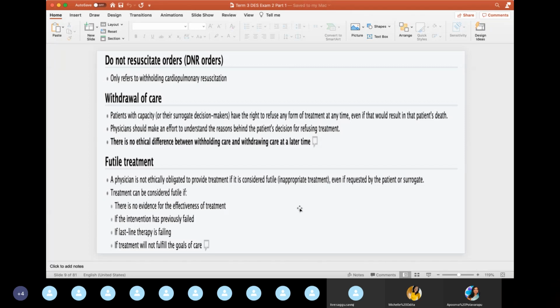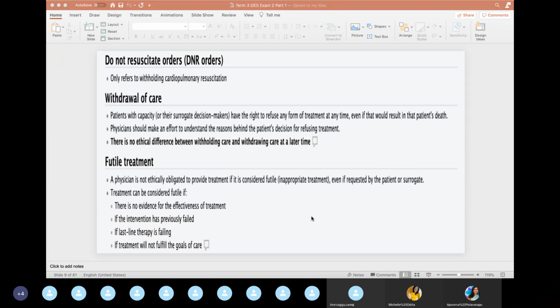So orders, we're going to see that one. How about the withdrawal of care? Does the patient have the right to refuse any form of treatment at any time, even though it's beneficial to the patient? Yes. Even though the treatment would hasten the death of the patient, does the patient have the right to refuse that treatment? Yes, the principle of autonomy, right? However, what's your role as the physician? You should make an effort to understand the reasons behind the patient's decision for refusing treatment.